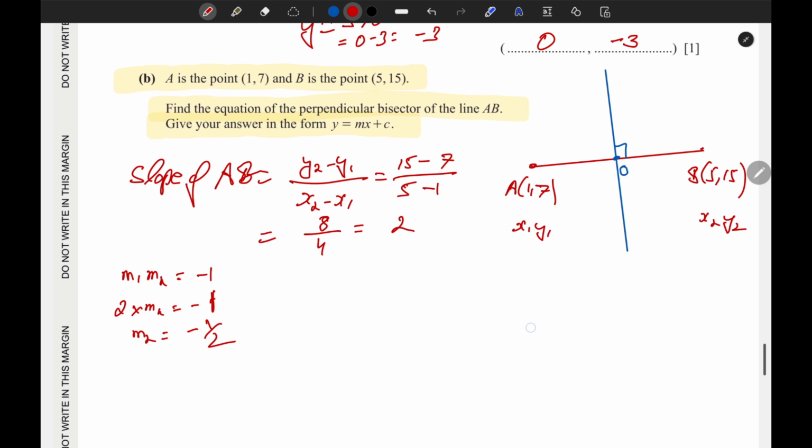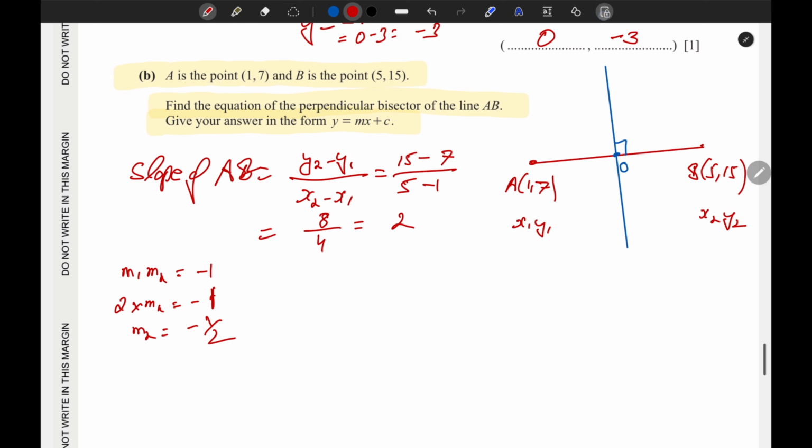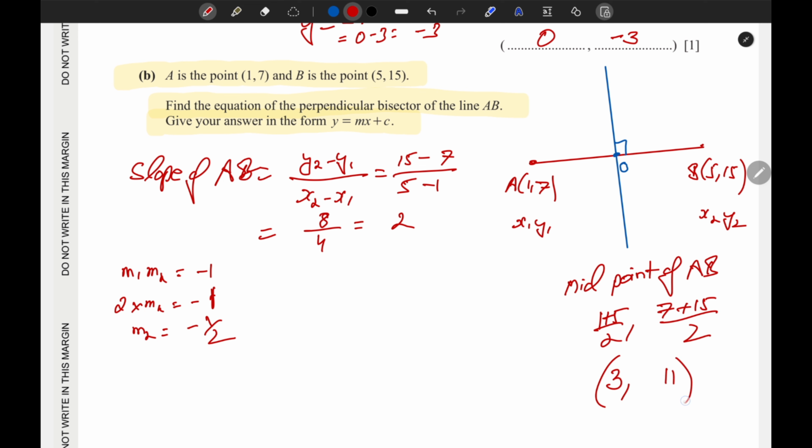So the line will have a slope of minus 1 by 2 and it will pass through the midpoint of AB. The midpoint of AB will be 1 plus 5 by 2 and 7 plus 15 by 2. 1 plus 5 is 6, 6 by 2 is 3. And 7 plus 15 is 22, 22 by 2 is 11. So the line has a slope of minus 1 by 2 and it passes through the point 3 comma 11.